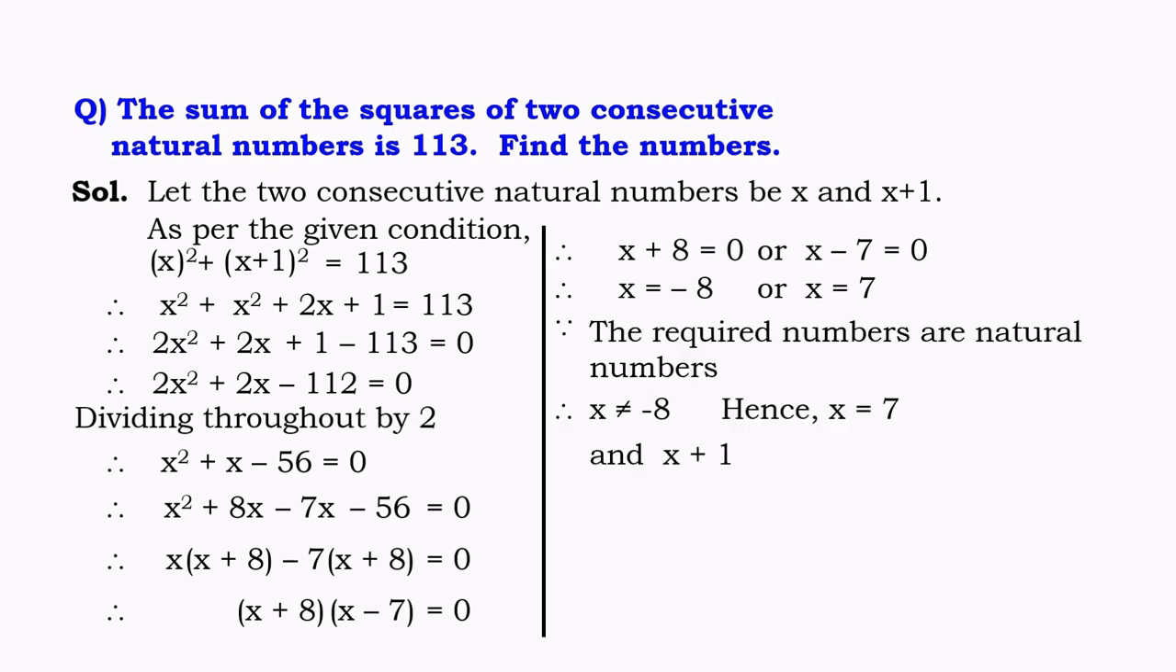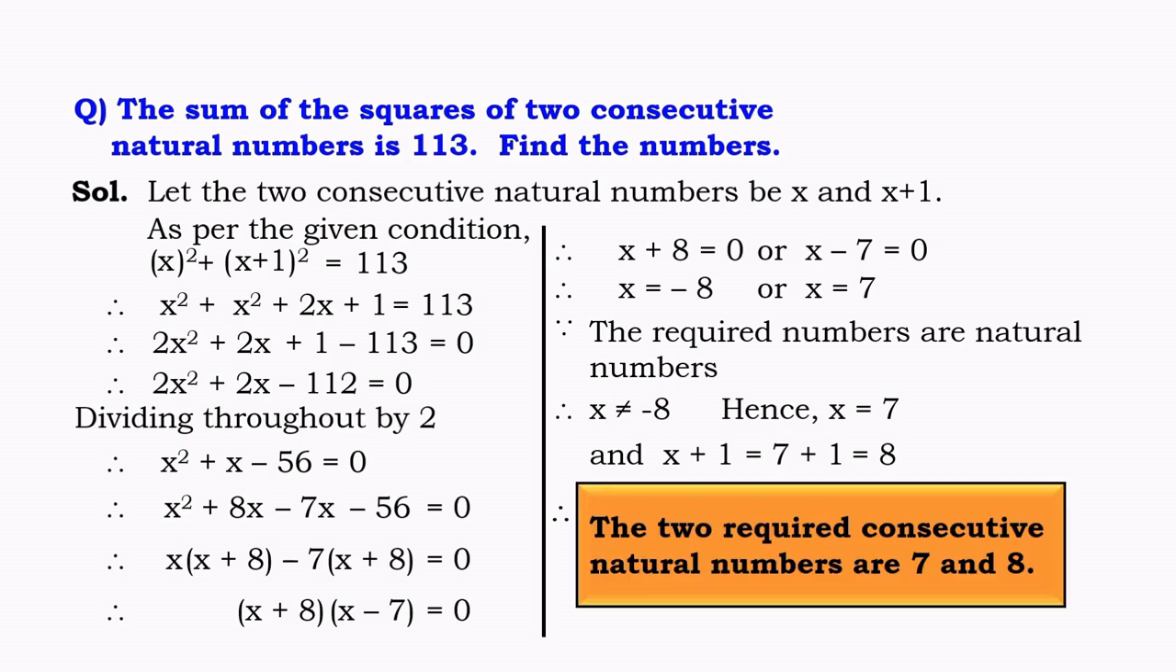Therefore, x equals 7. The next consecutive number is x plus 1, which is 8. Let us verify our answer. 7 squared is 49. 8 squared is 64. 49 plus 64 equals 113. The condition is satisfied. Hence, the two required consecutive natural numbers are 7 and 8.